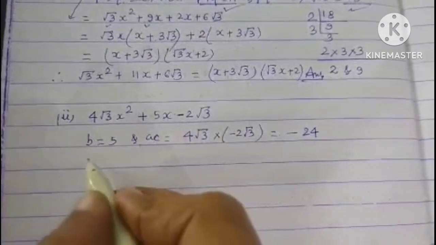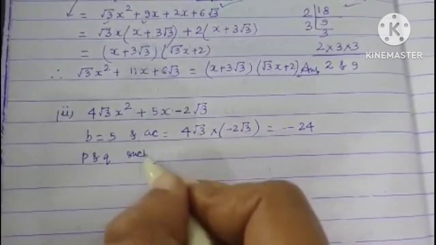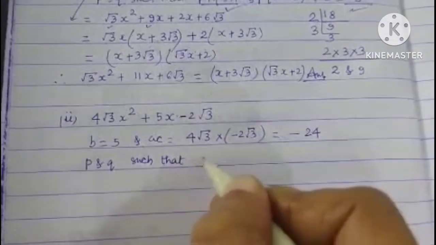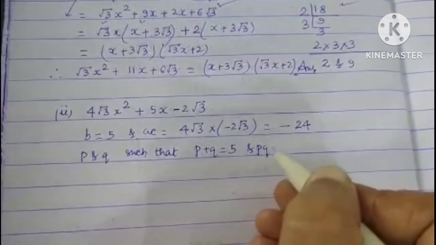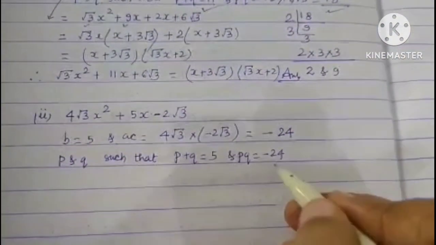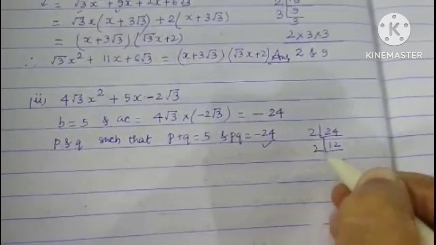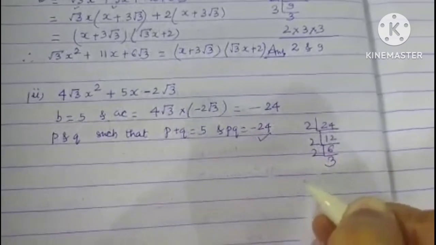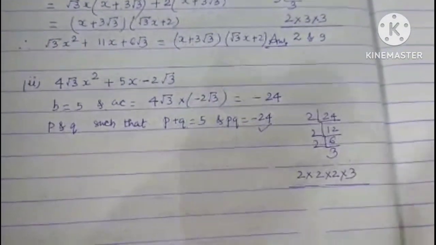We have to find two integers p and q such that p plus q is equal to 5 and pq equal to minus 24. This should be our target. So let us consider this one, 24. 2 12 is 24, 2 6 is 12, 2 3 is 6. So it will come out 2 multiplied by 2 multiplied by 2 multiplied by 3.